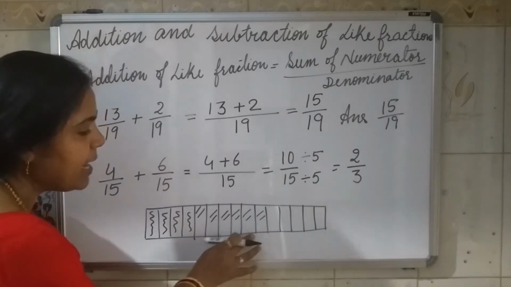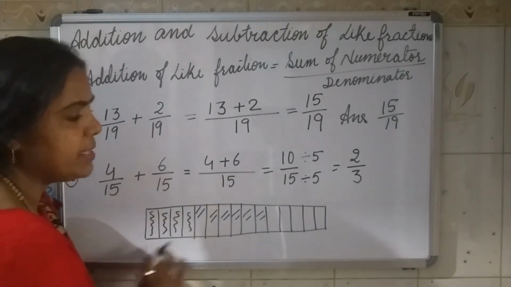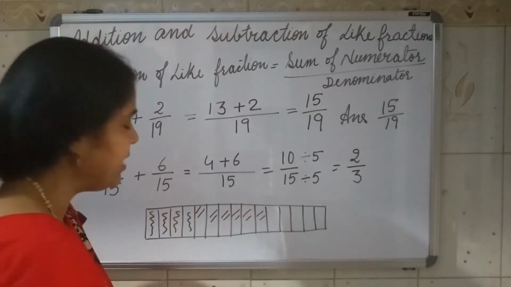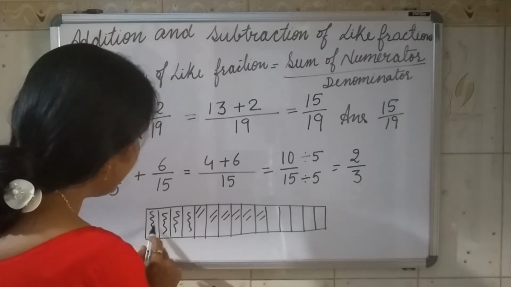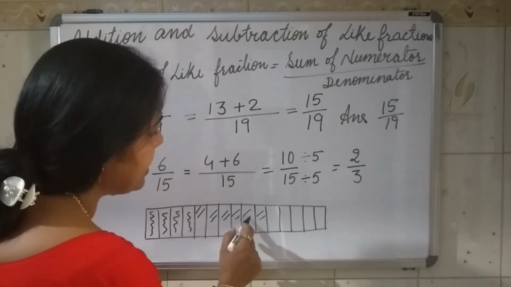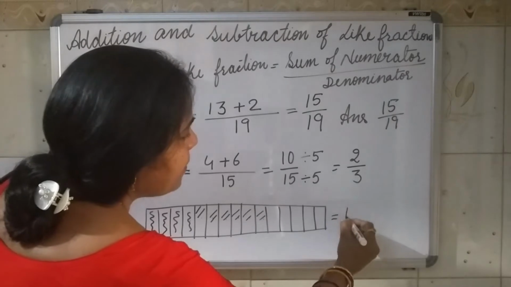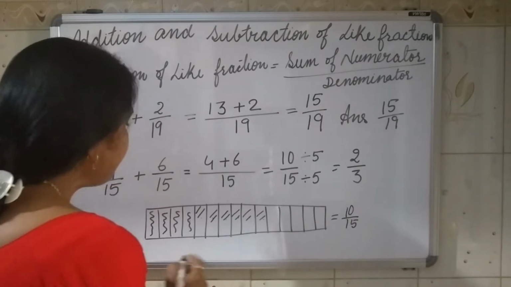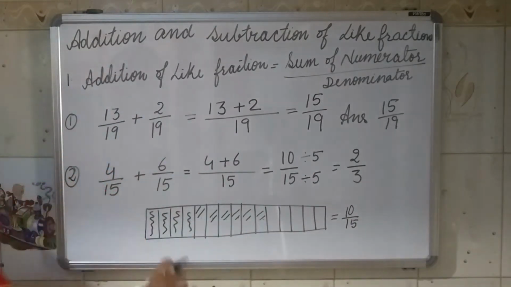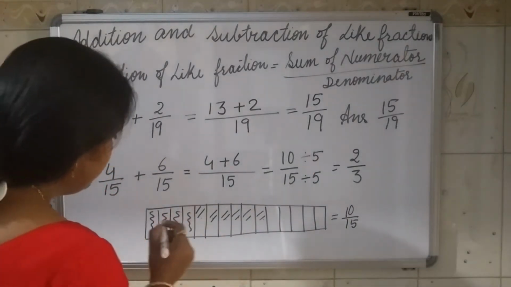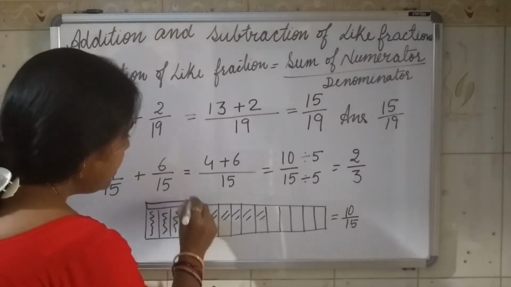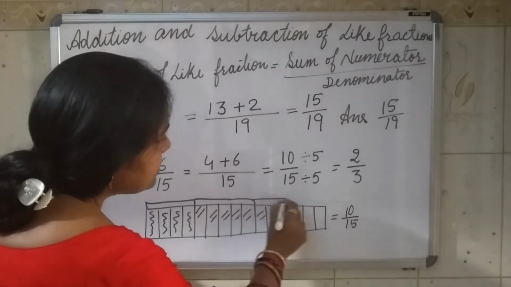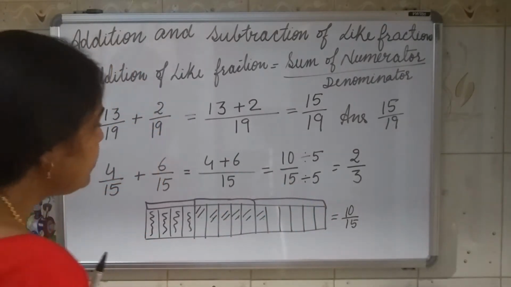Now if we add all together, since the denominator is 15 in both cases, it is the same fraction, as I told you in the explanation of like fraction. So when we add it, 1, 2, 3, 4, 5, 6, 7, 8, 9, 10, it will be 10 upon 15. Now why have we changed it into the simplest form? If I make a group of 5, see, I have made this 1, and 1, 2, 3, 4, 5, this is 2, and this is 3. Out of 3 I have taken the 2 parts.